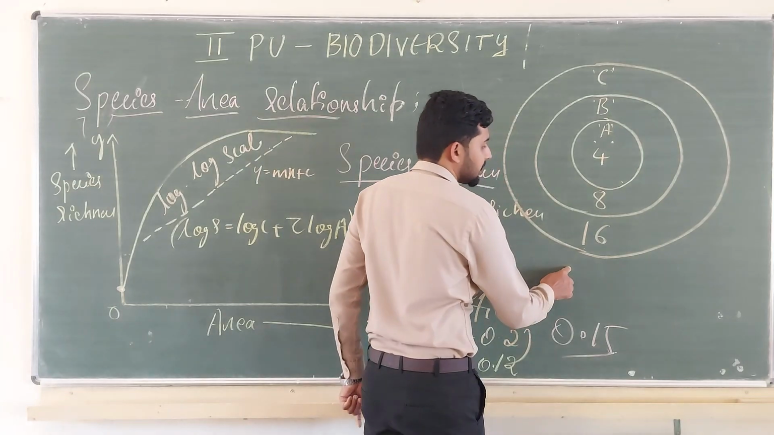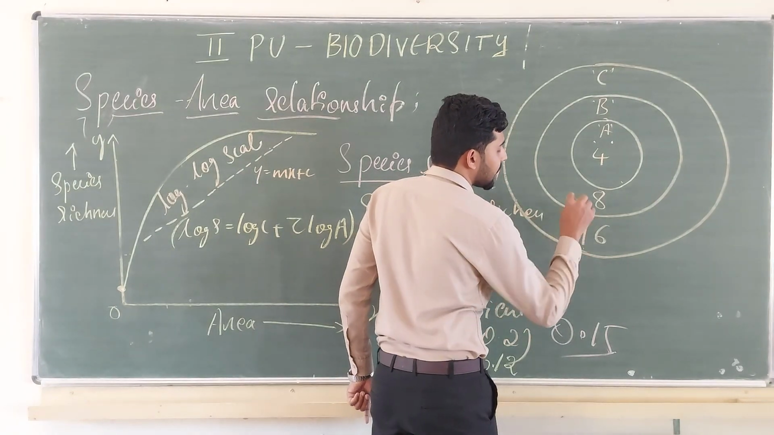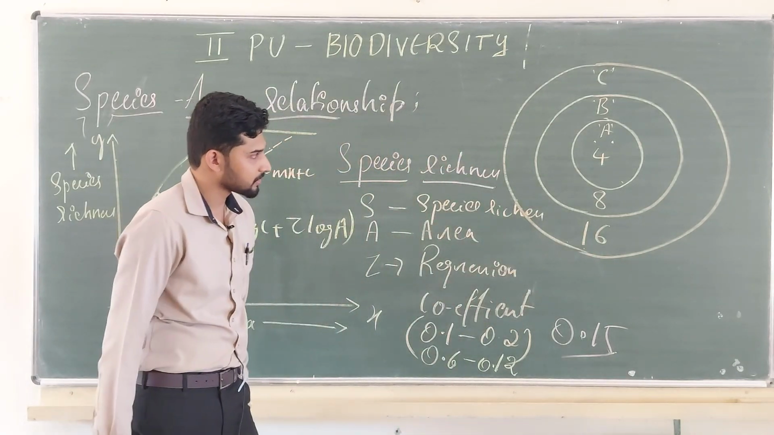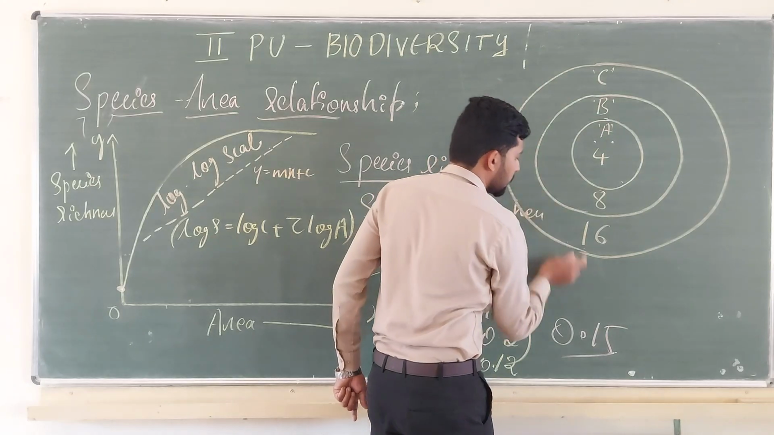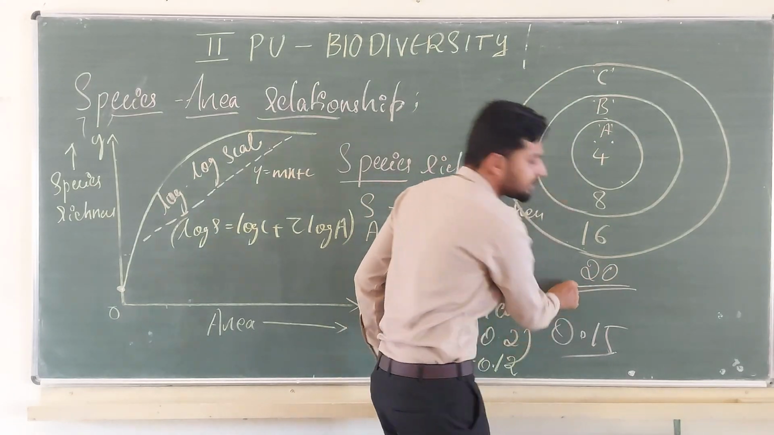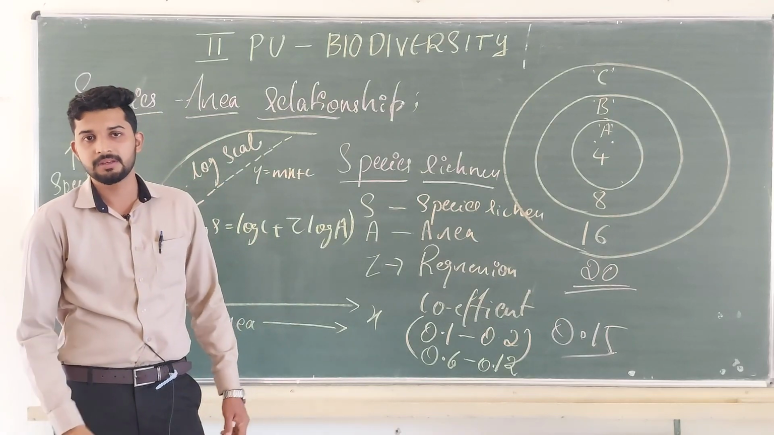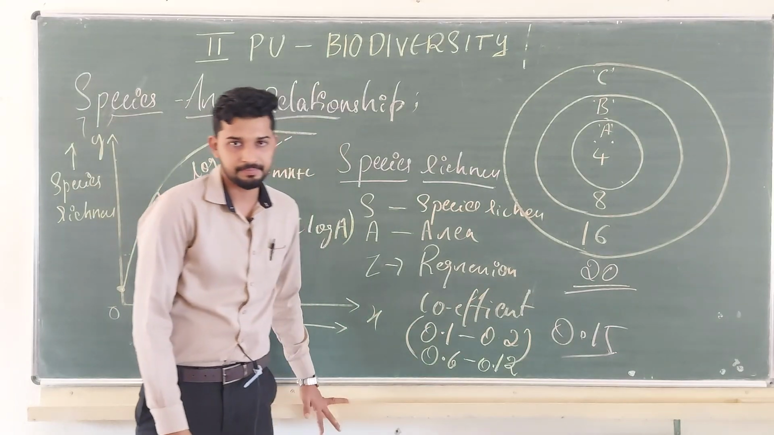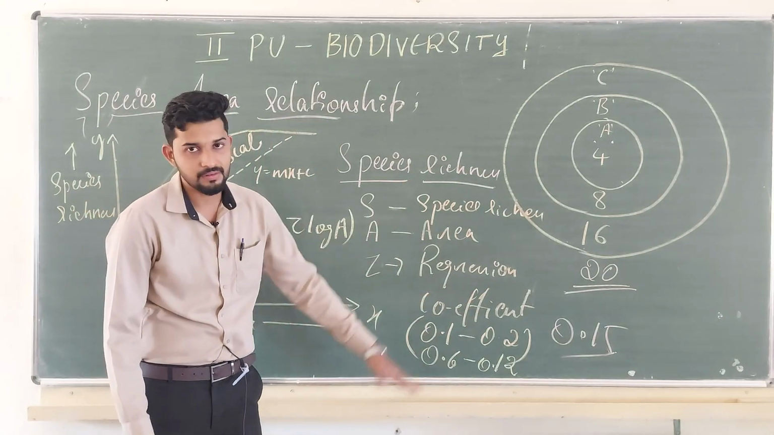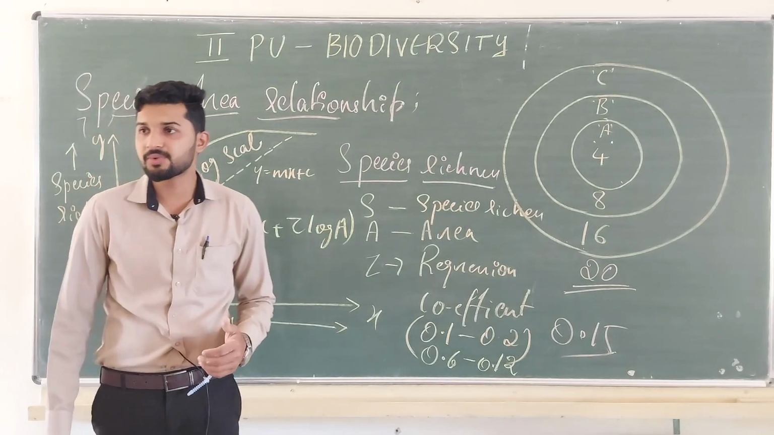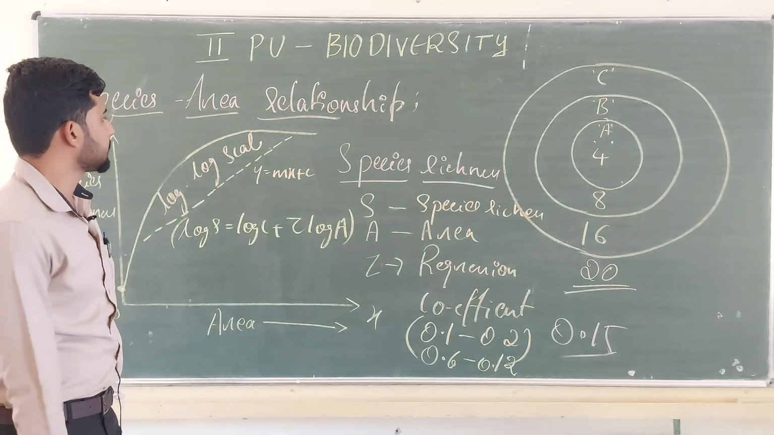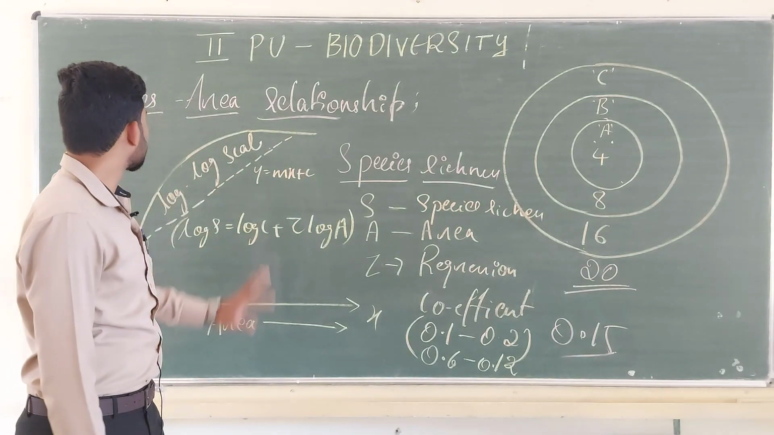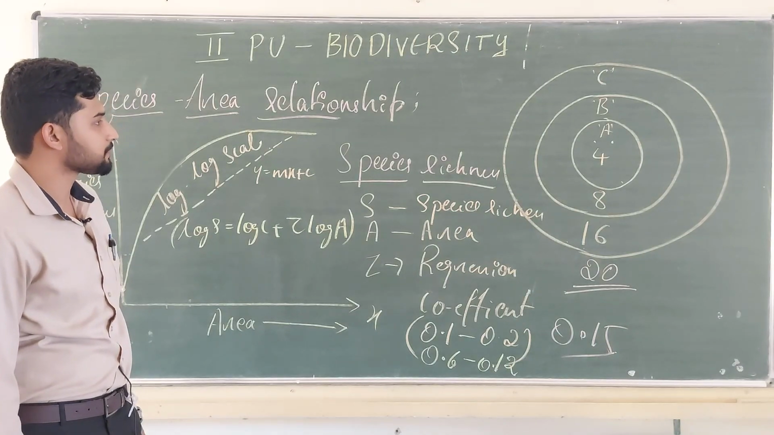If I cross the limitation, I cannot predict the number of organisms, the number of species. In the next zone, maybe my number is limited to 20. Got my point? This is how species richness and area are interconnected. Yes, this is enough for the species-area relationship.